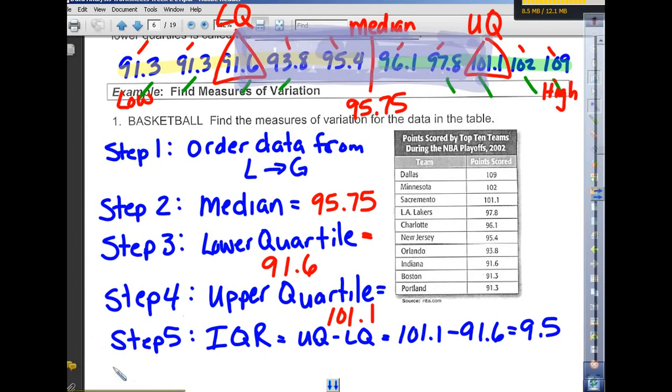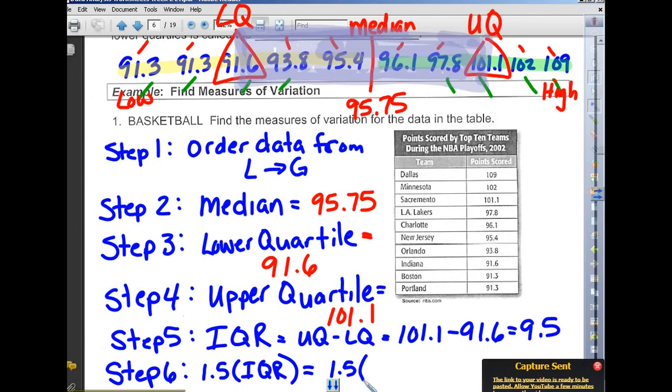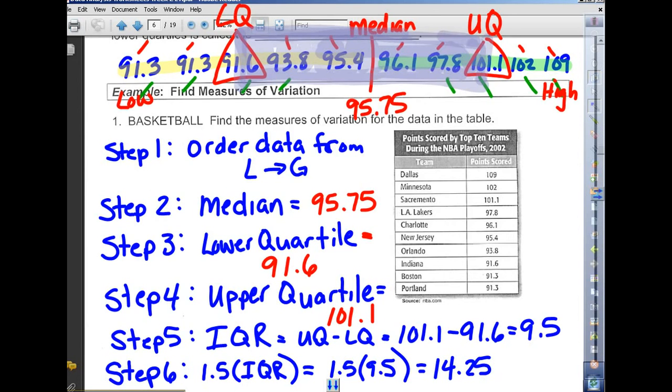Measures of variation video number 3. This should be our last video. Okay, step number 6. Let's do that technical definition of an outlier. Up there in our notes it said you're going to take 1.5 times your interquartile range. Okay, we're going to do that first. So we're going to take 1.5 and multiply it by 9.5, and we get 14.25.